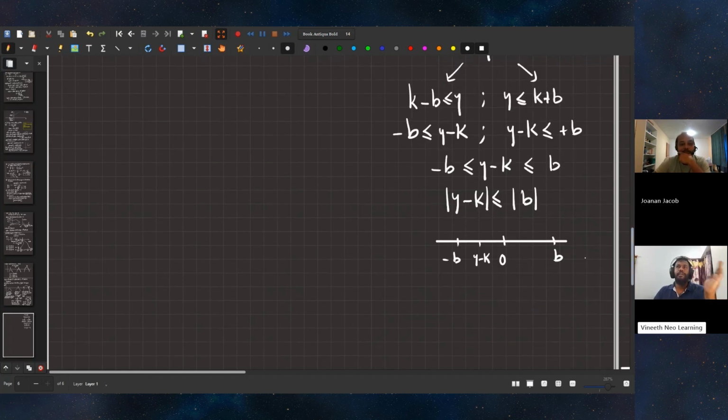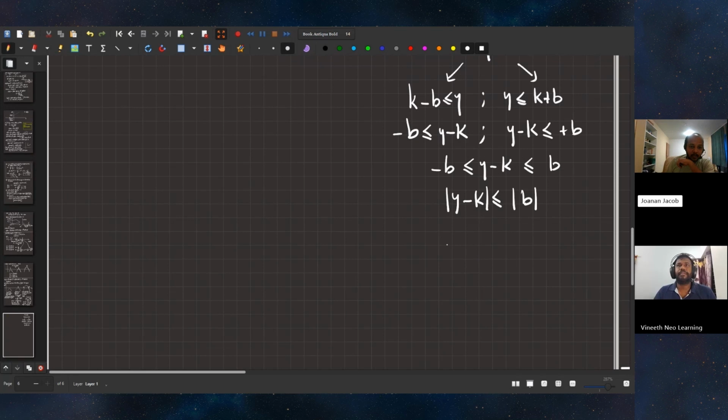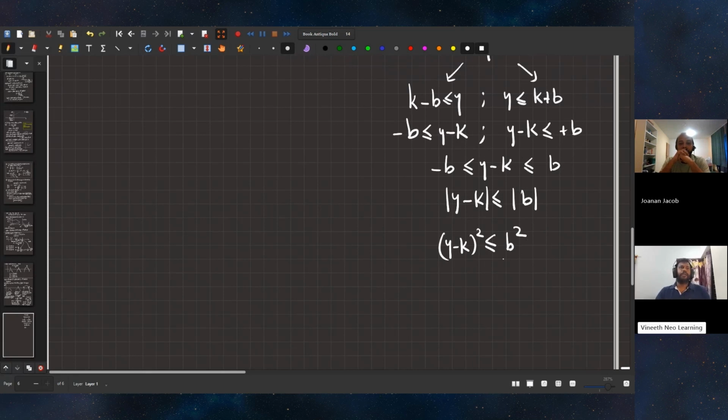So if we take the absolute value, it will always be less than the absolute value. Okay, now if we square the inequality, what will we get? The whole square will be less than or equal to b squared. This is true because the absolute values are always positive.